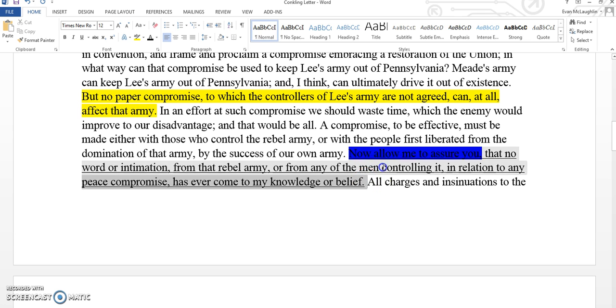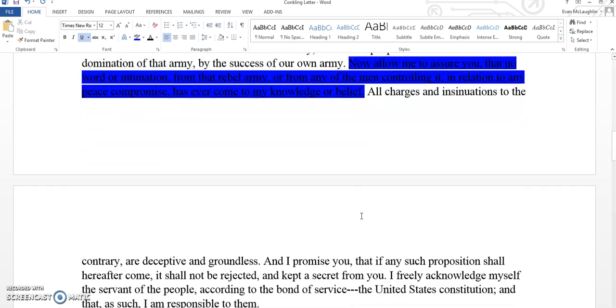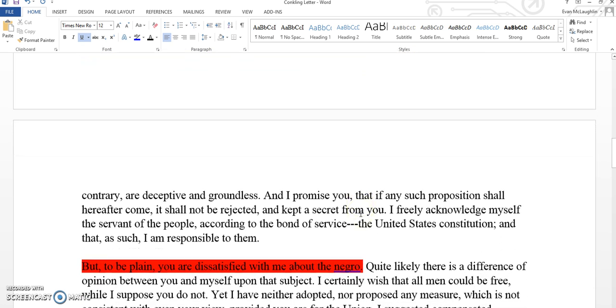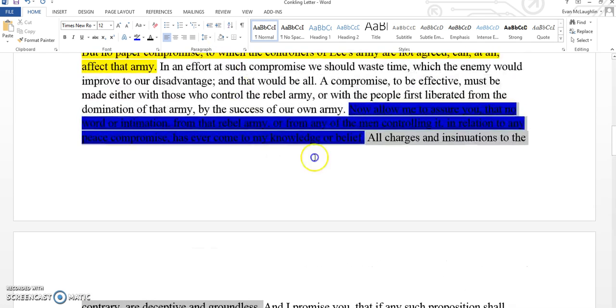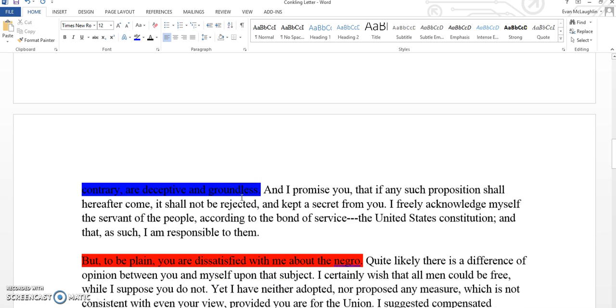And then we see the first real development of those 3 argument points we discussed earlier, highlighted in blue here, where Lincoln says, look, I know we just discussed the compromise issue, but I have not heard any peace proposals coming from the South, and any charges or insinuations to the contrary are deceptive and groundless. So we see there, Lincoln transitions from prolepsis to making his argument right here, as we see in blue, that he has not received any peace proposals.